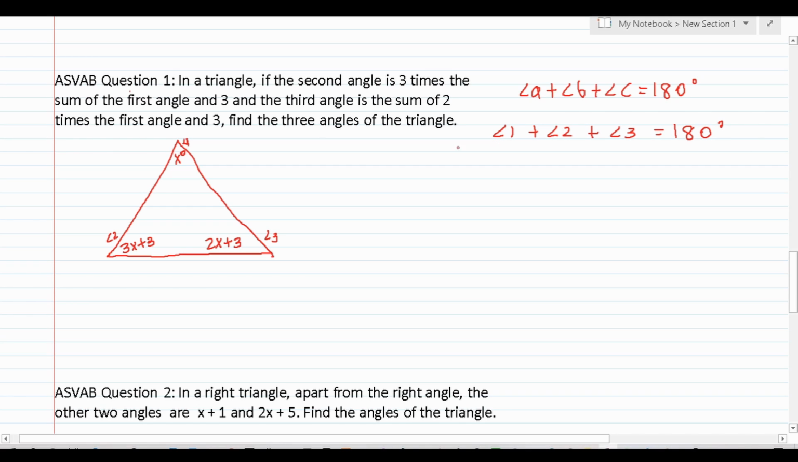Okay, so again, as I mentioned, angle 1 is x. So let's go ahead and substitute x in for angle 1. Similarly, angle 2 is 3x plus 3. So let's substitute that in for angle 2.